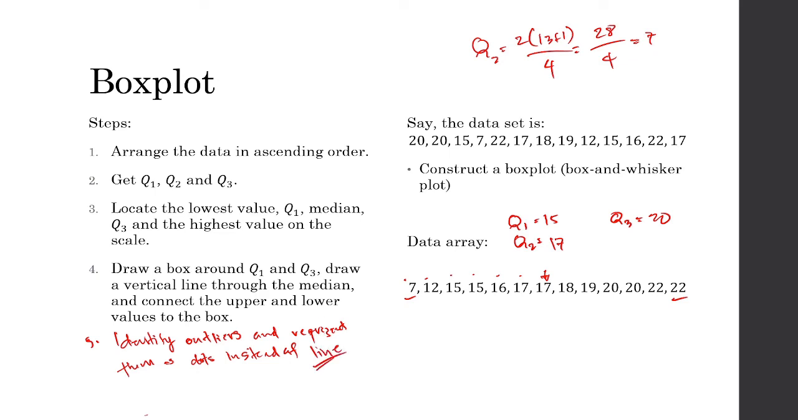So, kanina nakita natin na meron tayong mild outlier dito sa distribution na to, at yun ay identified natin, yung 7. So, hindi natin siya i-consider na lowest value natin para dito sa box plot, and instead, we'll be using 12 as our lowest value. So, maiintindihan nyo kung bakit later on.